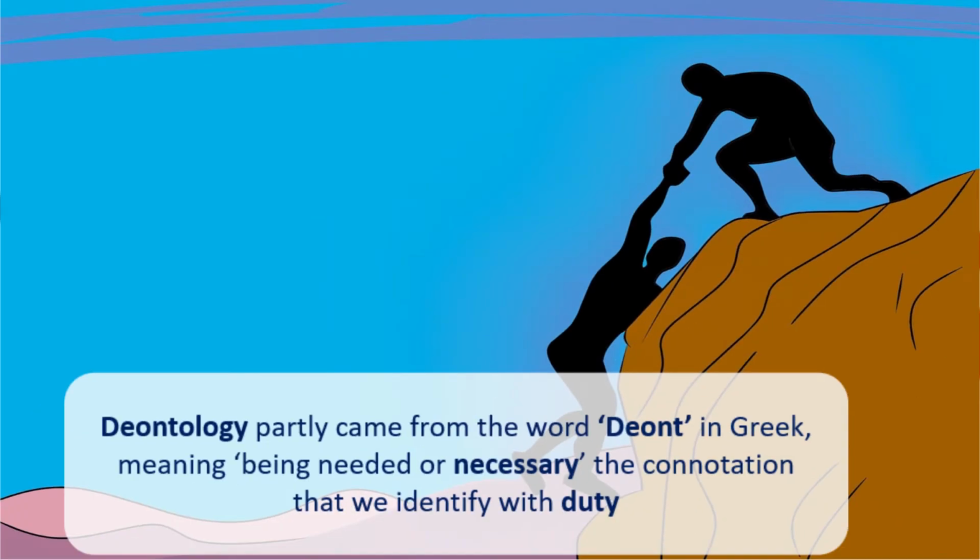Now, the term deontology partly came from the word deont in Greek. Now, this word deont itself is a derived term from the term DEID, right? Now, deont means being needed or necessary. Now, this term necessary is going to play a very significant role, and specifically I will be discussing it in the next video, which too is on Kant. Now, the connotation of necessary is something that we identify with duty.